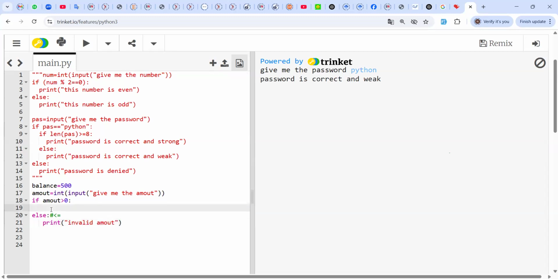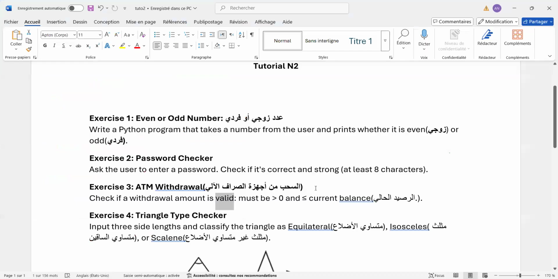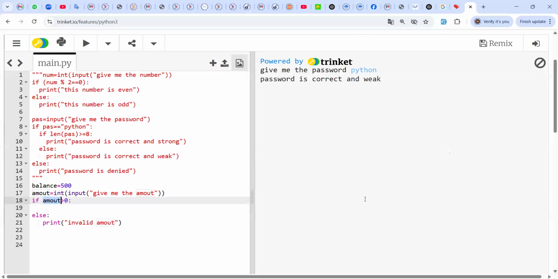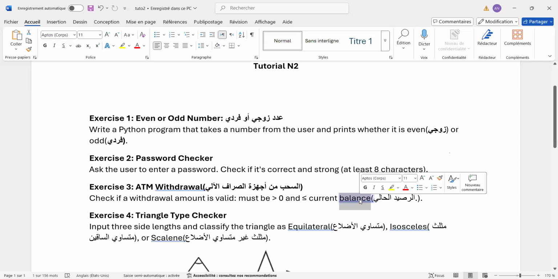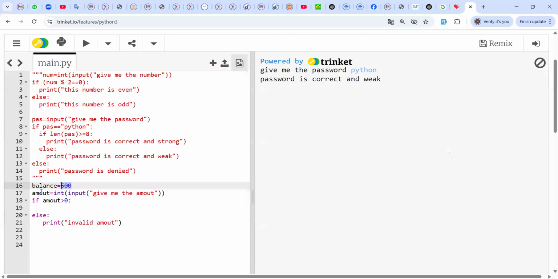Okay, and in here we have to check. Now we have to check if the amount is less than the balance. If it is less than or equal to the balance, then it is okay to take that amount. But if it is greater than the balance, we cannot take it. For example, if the amount we're going to take is 200 shekel, is it okay to take it from the balance or not? Can we take 200?